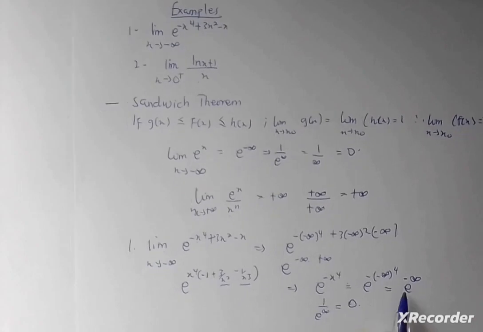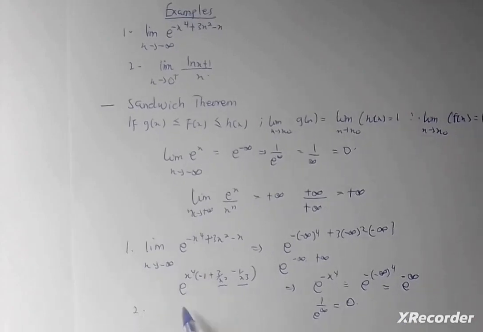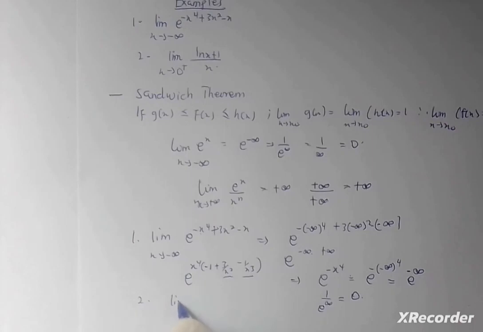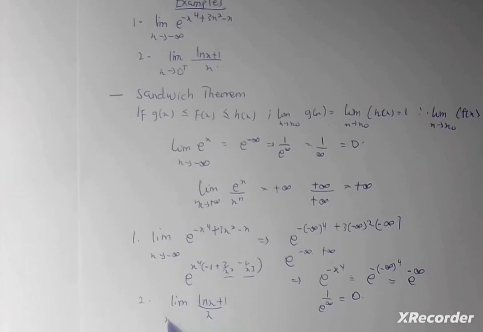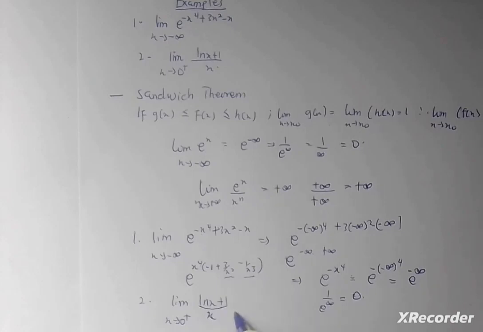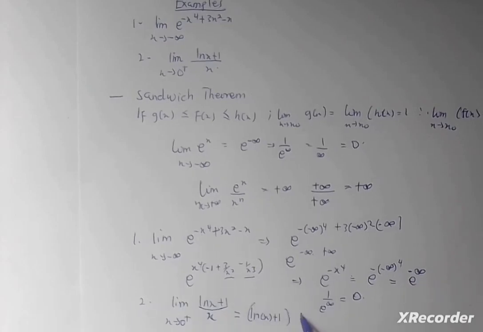Example 2 involves limits: the limit of x plus 1 over x as x approaches 0 plus. Now let's see this one. If I put the 0 right here, I'll get undefined. If I put 0 here, I'll get undefined. Even putting the 0 here will also give me undefined. So what do we do? We are going to get the limit of x plus 1 multiplying 1 over x like this.